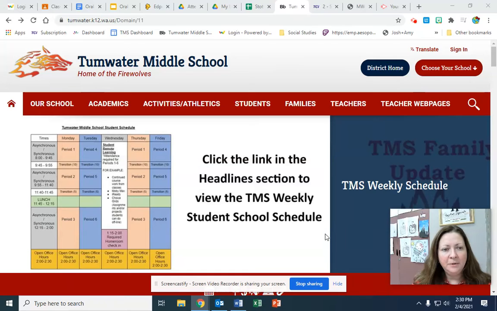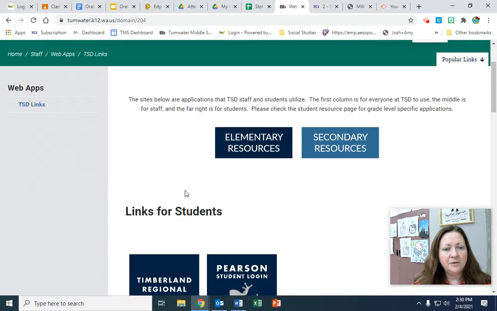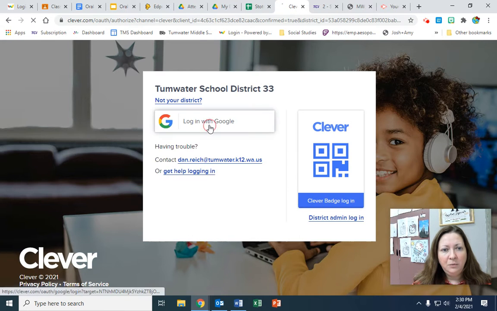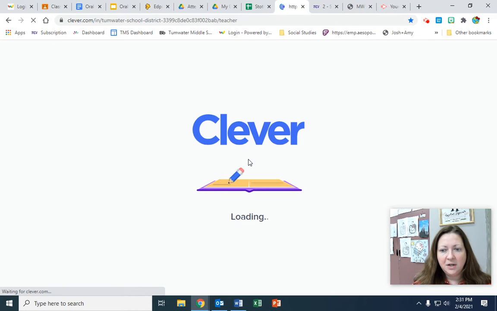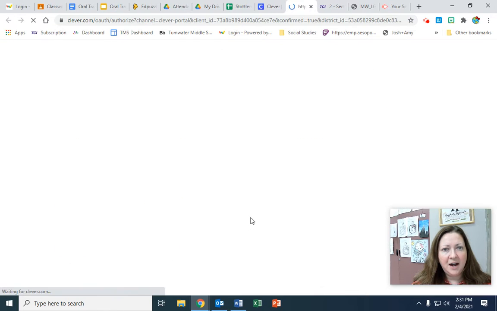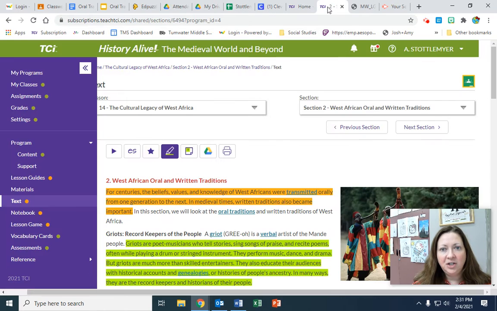Guys, for this week, I'm going to show you how to do your lesson in Chapter 14, Section 2. So first thing that you're going to want to do is go to the web apps on the Tumwater Middle School webpage, drop down until you see Clever, and then once you're in Clever, make sure you're signing on with your school district email. And then you're going to go to TCI, and then once in TCI, you're going to look for the assignment that says Chapter 14, Section 2, and it should look something like this.